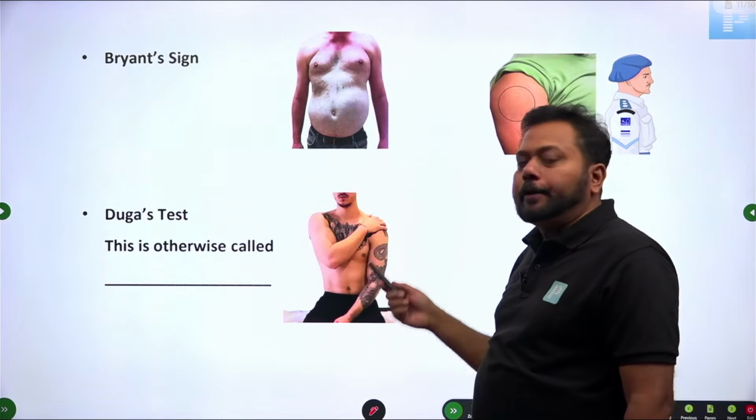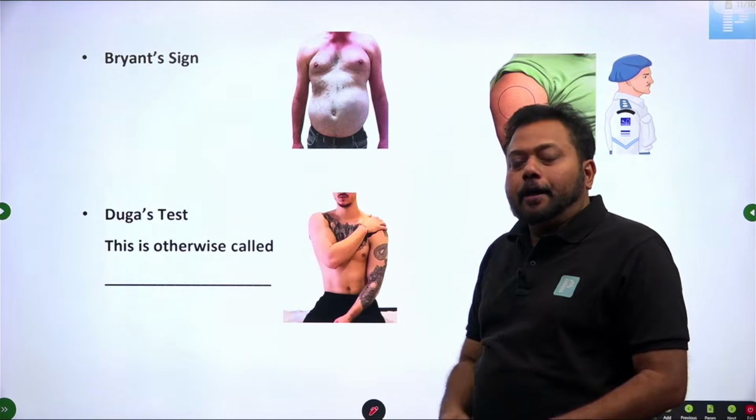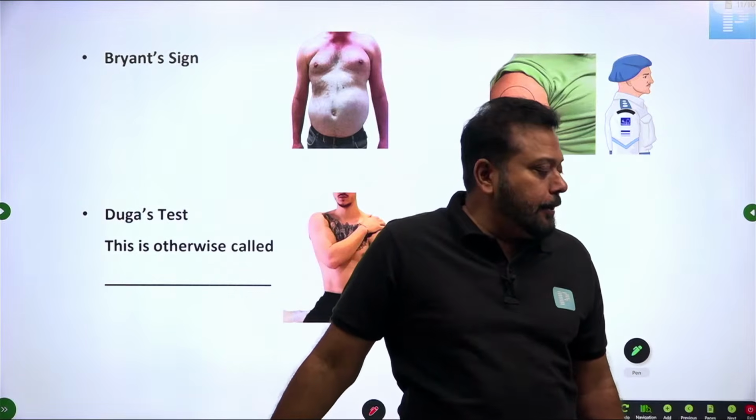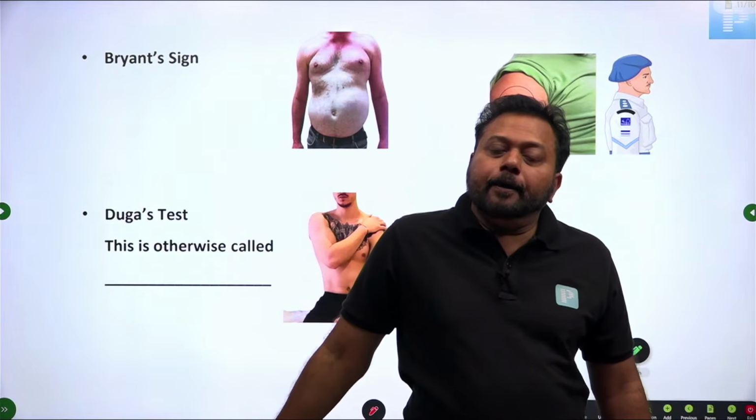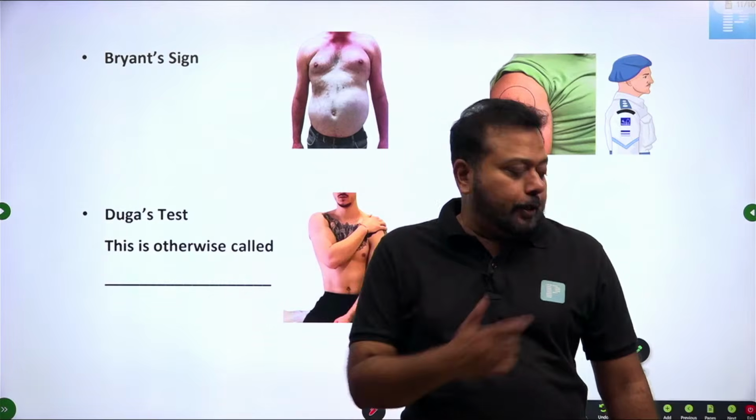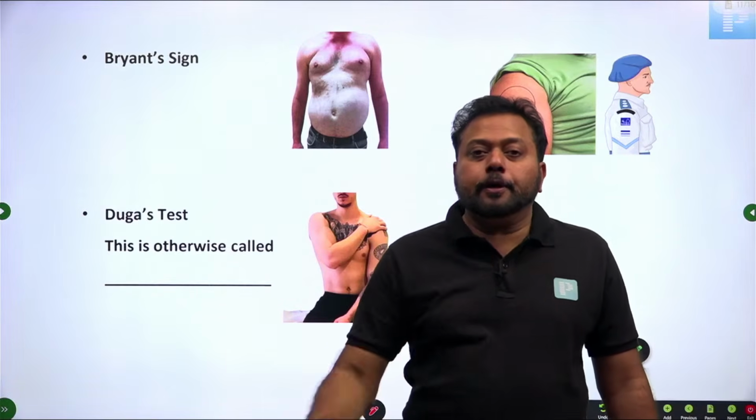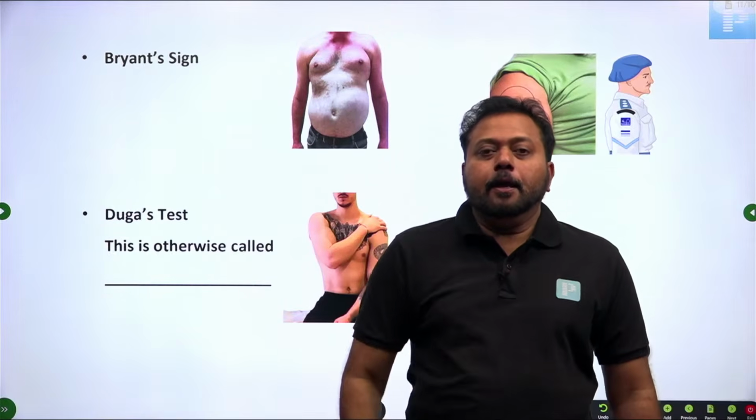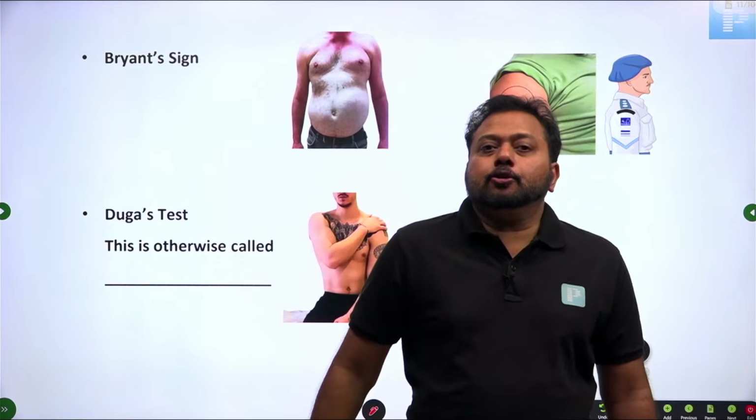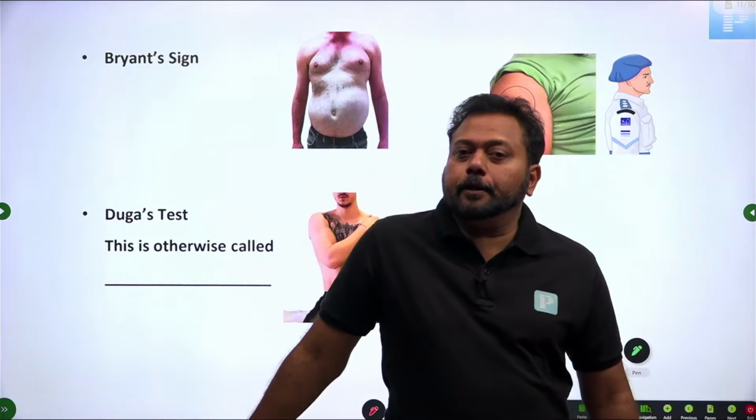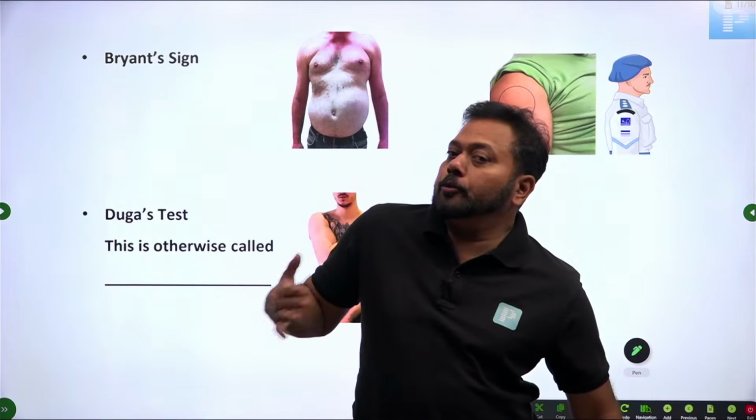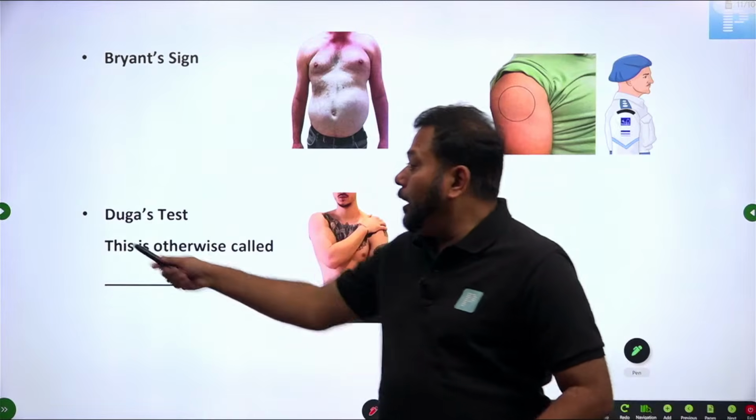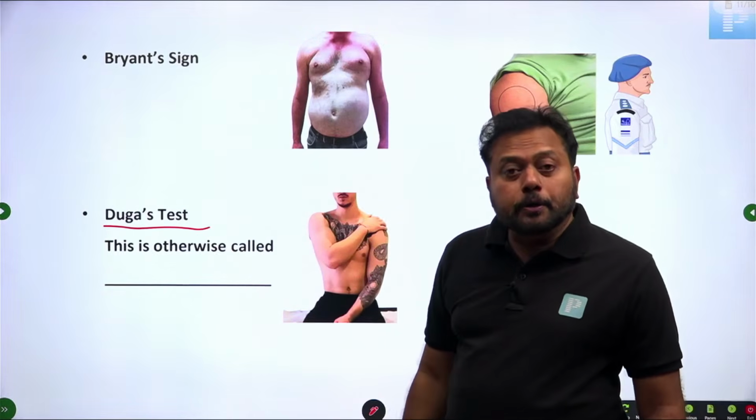Then a very important test, Dugas test. The arm is extended, abducted, externally rotated. Normally, if I ask the patient to touch the opposite shoulder, if the shoulder joint is normal, the patient can easily touch the opposite shoulder. In anterior shoulder dislocation, the patient cannot touch the opposite shoulder. That is called Dugas test.